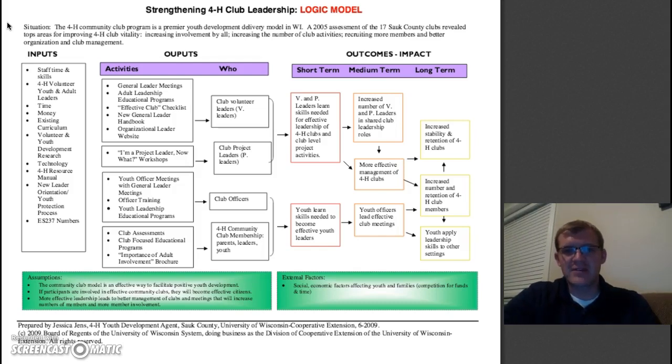She also listed external factors: social economic factors affecting youth and families, competition for funds, and time. So that was the only external factor she listed. I think it would have been nice to see some other external factors, and see if there's anything other than social and economic factors affecting youth. She could have been more specific and highlighted those and spelled those out a little more. So that's my evaluation for this, and let me know your thoughts.